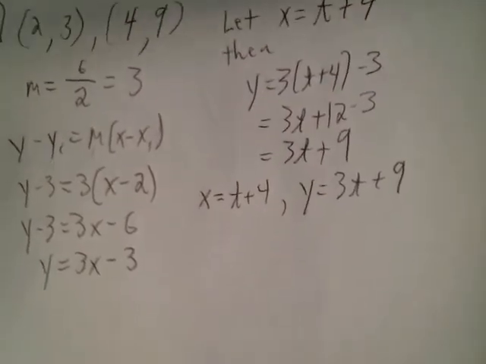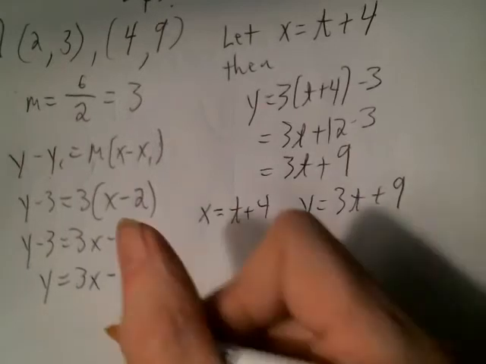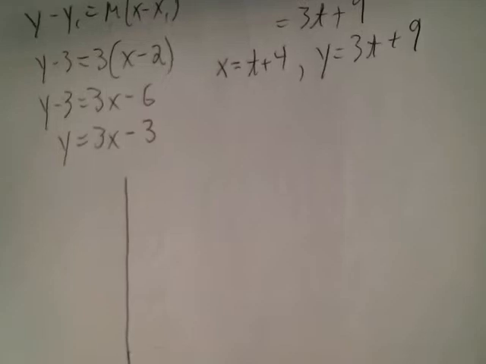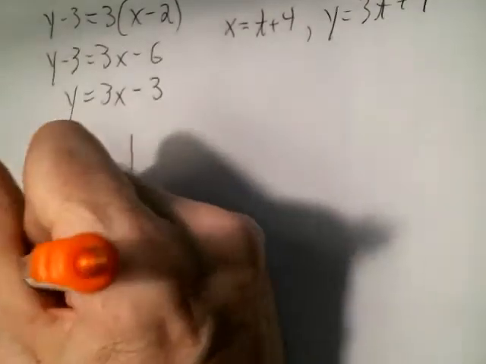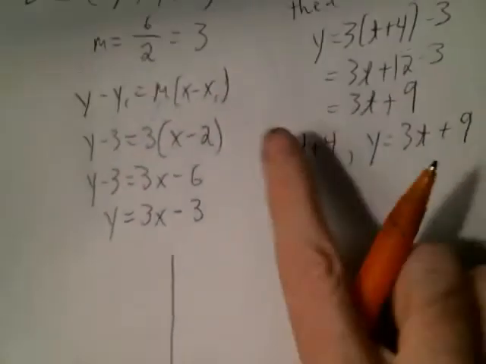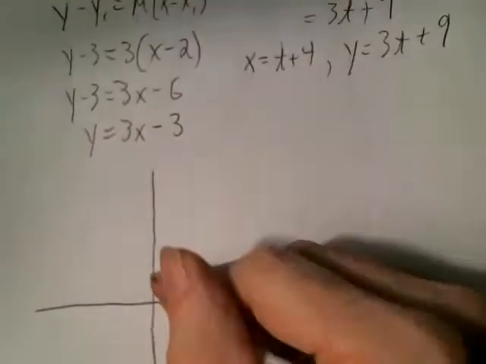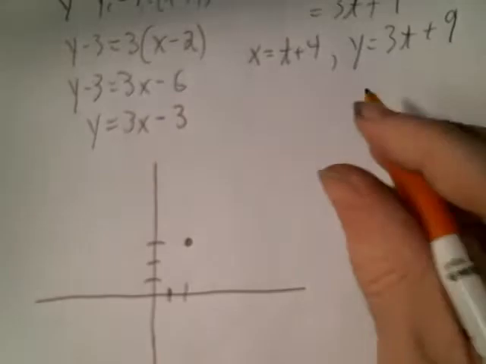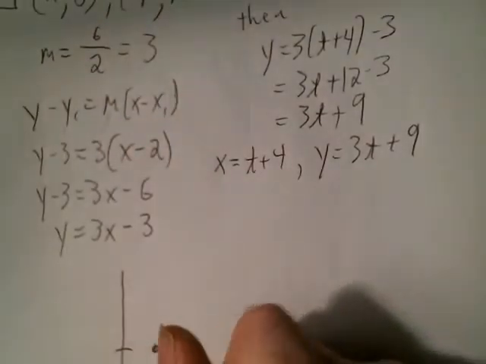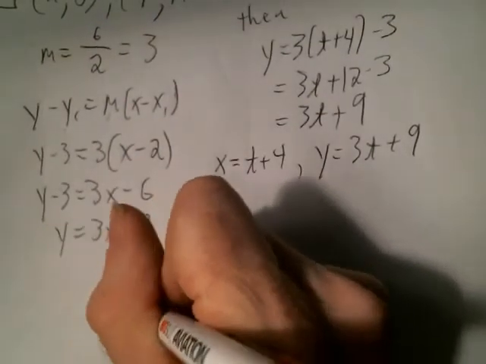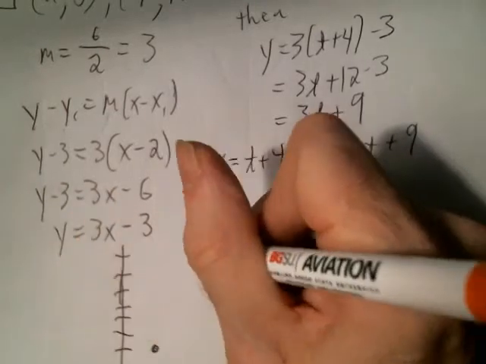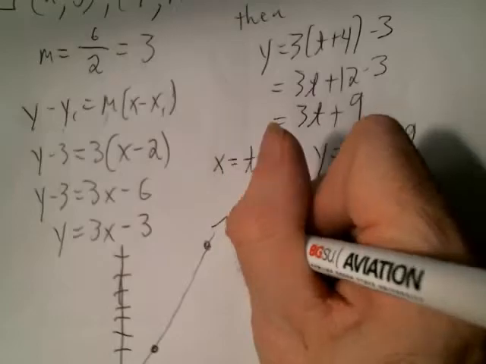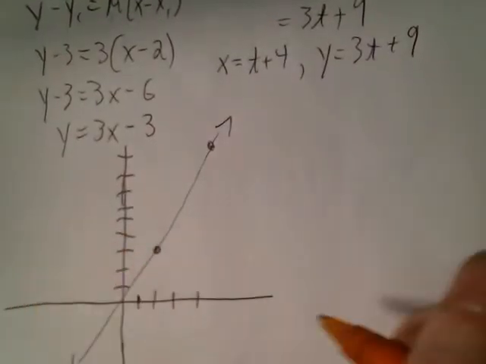If you don't believe me, we can actually plot these things, right? So the point 2, 3 is right here. And then 4, 9 is right here. And so we have our line. I don't know if it went through the origin, but mine did, unfortunately.